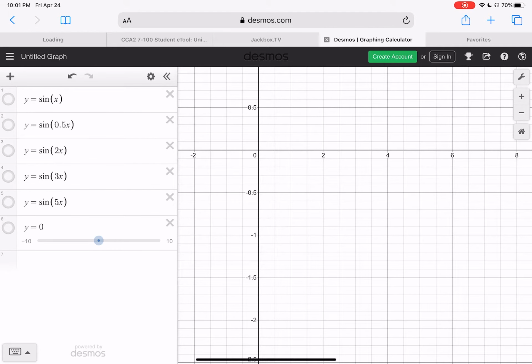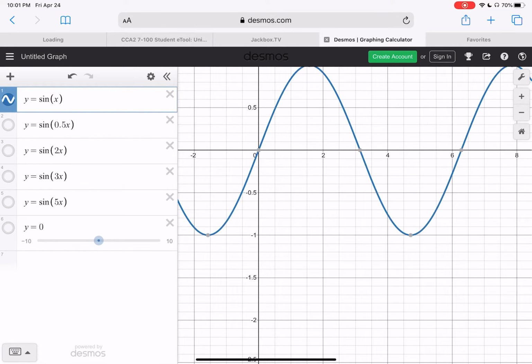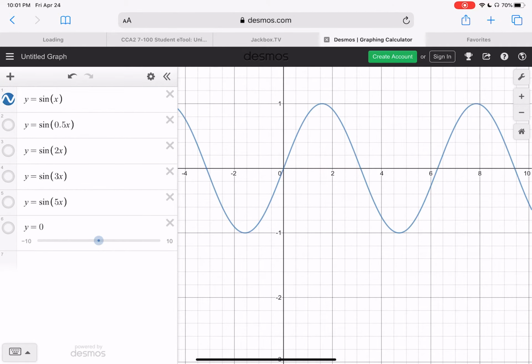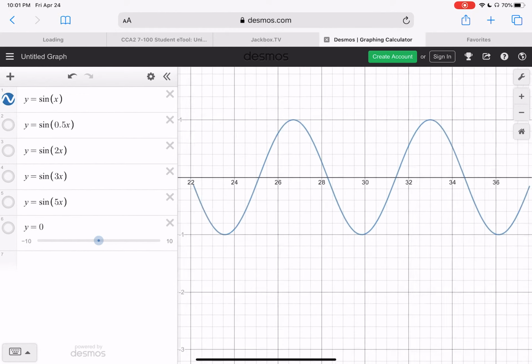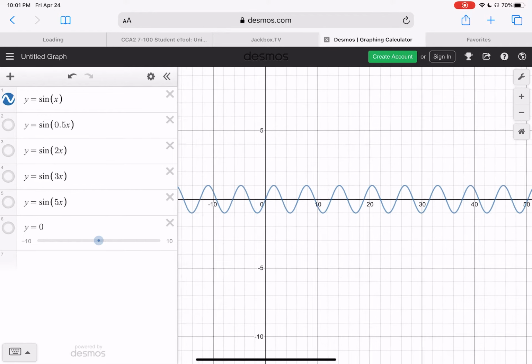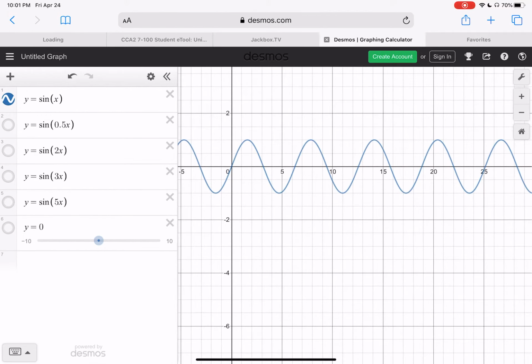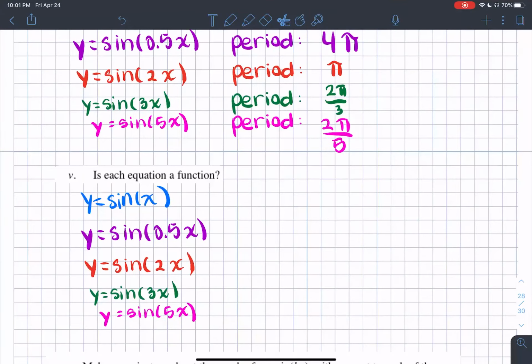Now that you've thought about this question, let's look at y equals sine of x. Look at y equals sine of x for every input, so every x value. We see that there's only one y value. This continues forever, it seems like. So this is a function. So yes, it is a function. Pause the video now to see if this works for all the rest of the graphs.